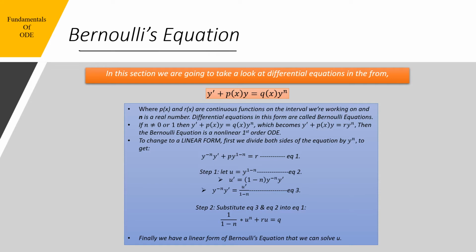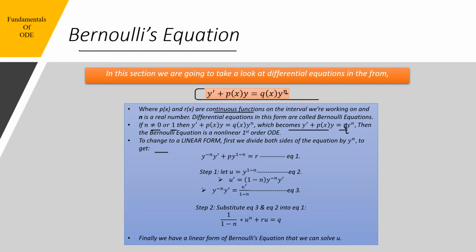And now we've reached Bernoulli's equation. So in this section, we're going to take a look at it in this form, where p(x) and q(x) are continuous functions on the interval we're working on, and n is a real number. If n is not equal to 0 or 1, then it becomes y prime plus p(x)y equals q(x) y to the power of n.